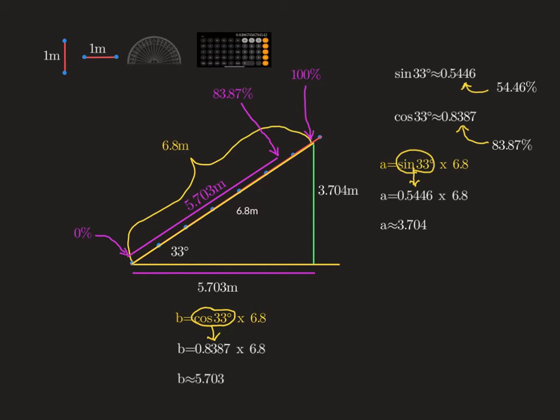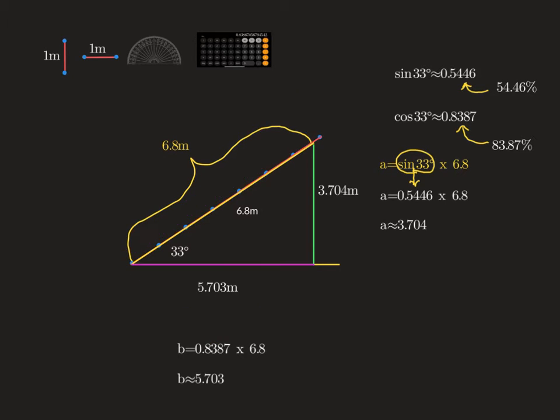Now, just as a quick aside, you may have noticed that this formed a right triangle. And since it did, then the Pythagorean theorem should stand. So since we said that this side length here is the cosine of 33 degrees times 6.8, which is the length of the ramp, and this side here is the sine of 33 degrees times 6.8, about 3.704, about 5.703 for those two sides. And of course, the length of the ramp is 6.8.